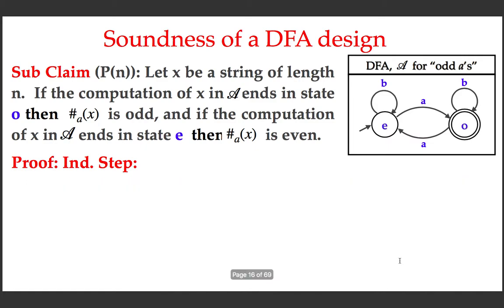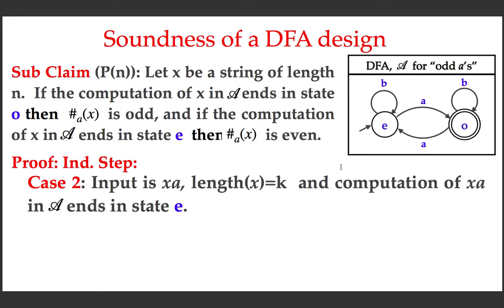Then the second case where you are going to read xa, and when xa stops in E, what happens? Basically we want to prove that then the number of a's in xa is even. That is what we have to prove. So this can be written as the processing of xa ended in the state E. From the machine, the processing of x must have ended in O, because if it ended in O, then the next a is taking you to E. This is from the definition of the DFA.